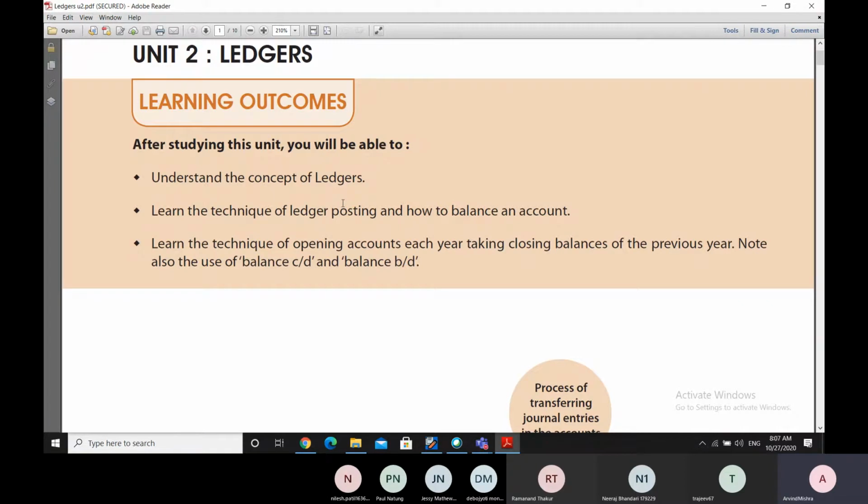After studying this unit, you will be able to understand the ledger concept. You will also learn how ledger posting is done, what is the technique of the ledger posting, and how the accounts are balanced. Then you will also learn how accounts are opened every year by taking the closing balances of the accounts of the previous year. Also, we will study the use of the terms balance carried down and balance brought down.